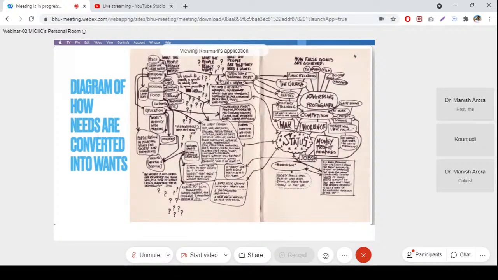Look at this diagram. This diagram is about how needs are converted into wants. In this diagram, Papanek makes columns of what people really need, what people really want, and what people are told they need and want, and how false goals are achieved.